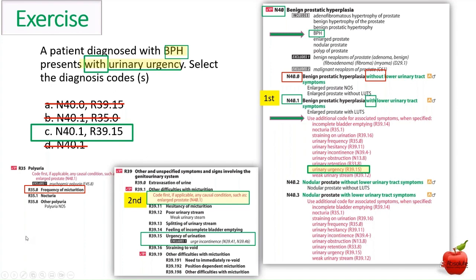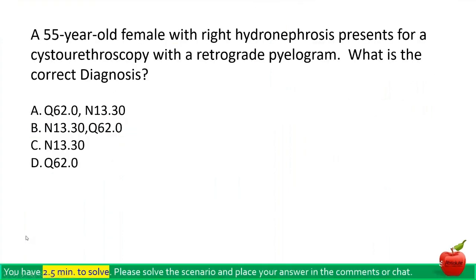All right. Okay, so we're going to keep on moving with it. What are the correct diagnosis codes? And we have A, Q62.0, N13.30, B, N13.30, Q62.0, C, N13.30, and finally D, Q62.0.